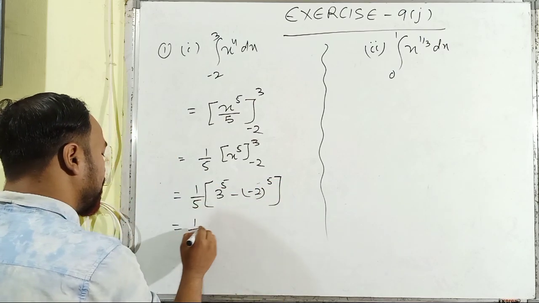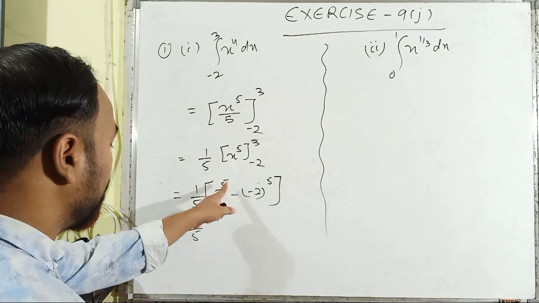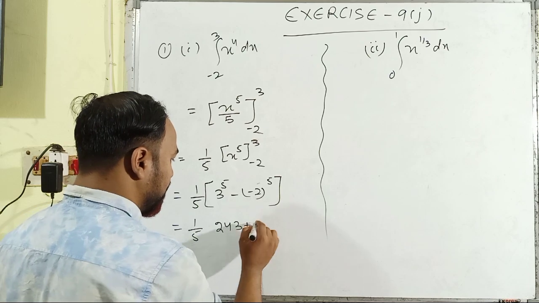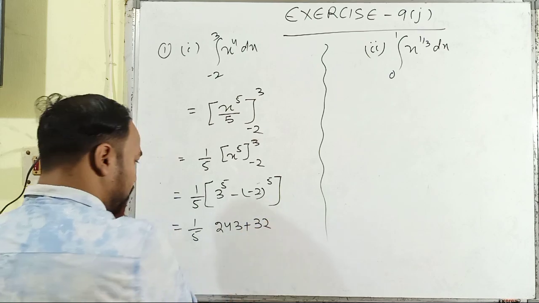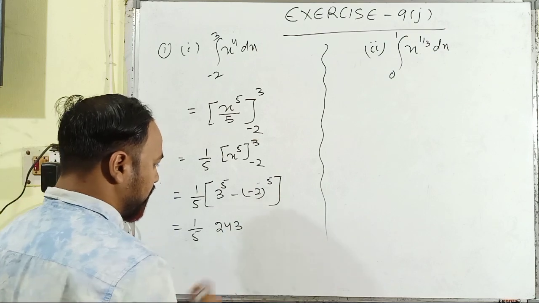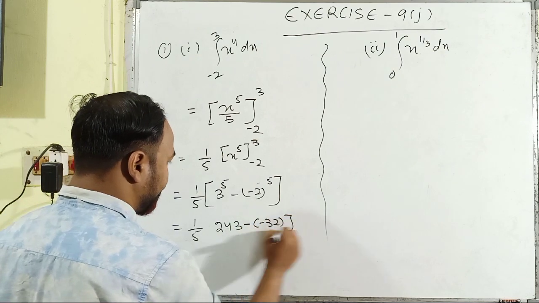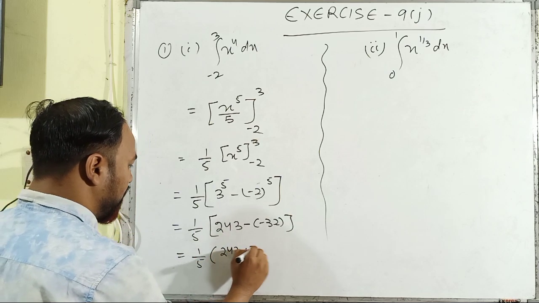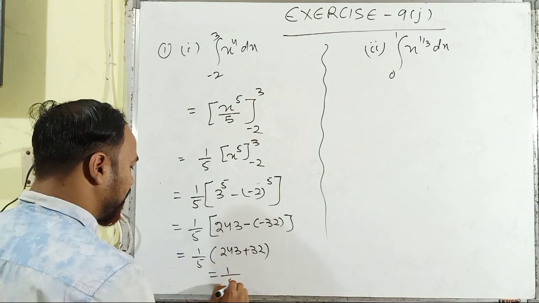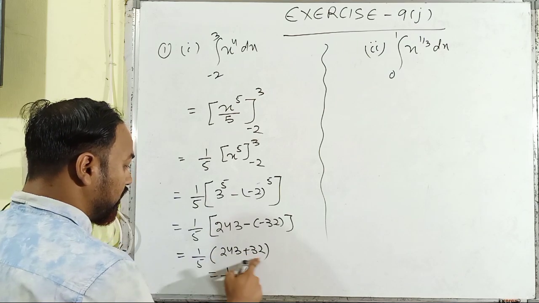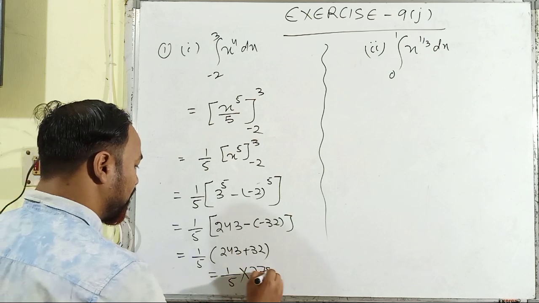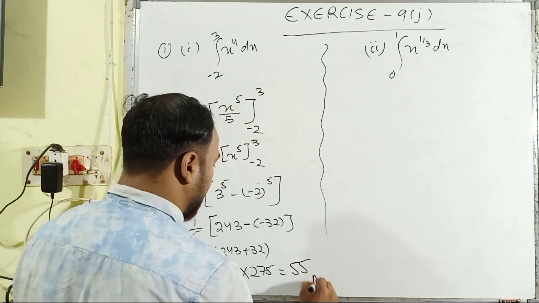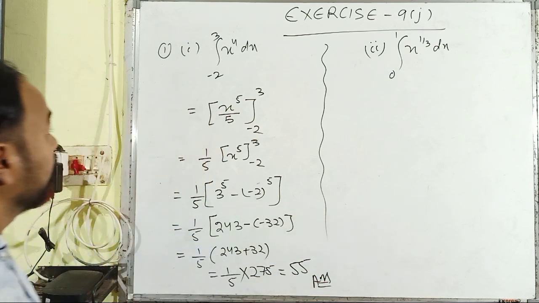Then we just have to solve it. It is 1/5, 3 to the power 5 is 243, and here it is -32. You can write it this way, -32. Then this is 1/5 [243 plus 32], and this is 1/5 multiplied with 275. Then simplifying, we can cancel 5 and 5, and this is 55, and here is the answer of the first bit of number 1.